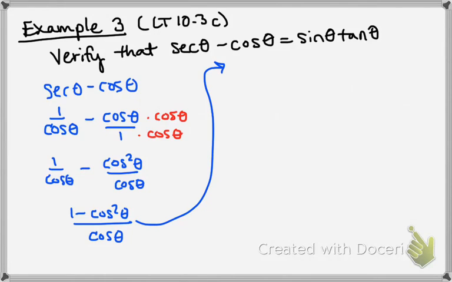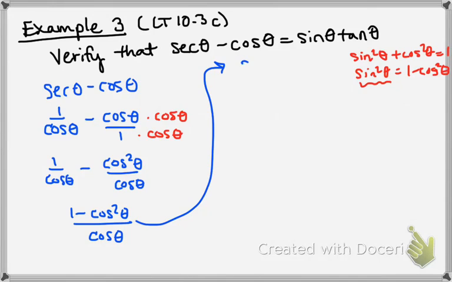1 minus the cosine squared looks very similar to the Pythagorean identity. So I know that my Pythagorean identity is that the sine squared of theta plus the cosine squared of theta is equal to 1. If I rearrange that, I get that the sine squared of theta is equal to 1 minus the cosine squared of theta. So there's my 1 minus the cosine squared, and it's equal to the sine squared of theta. So that is what I'm going to plug into my equation.